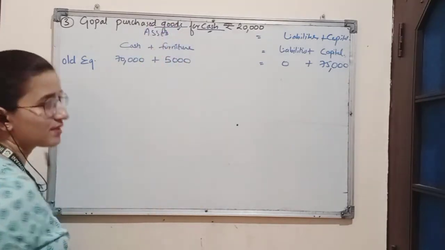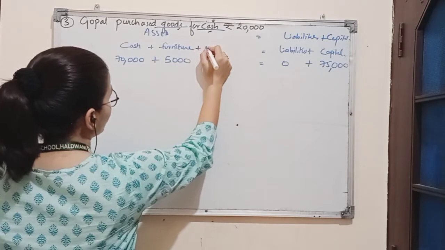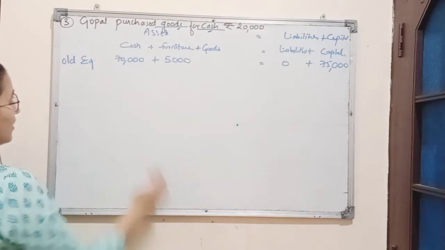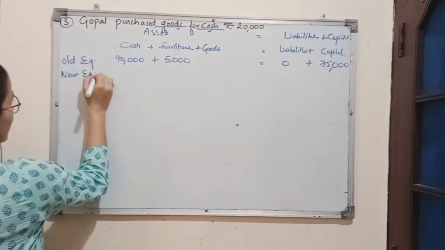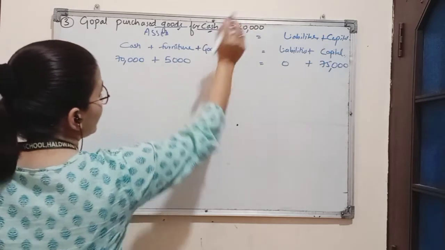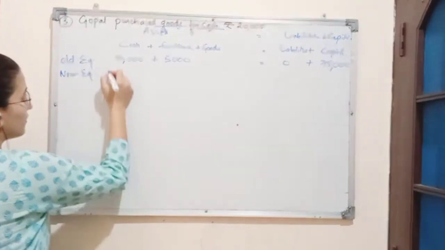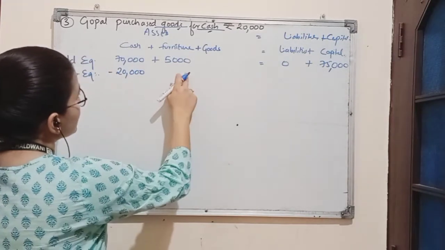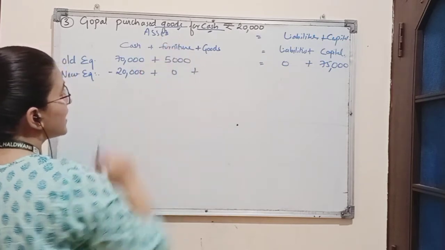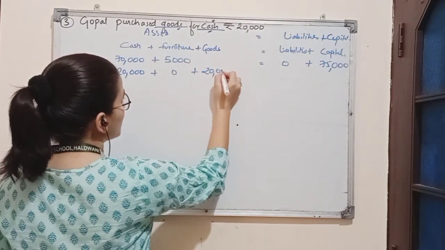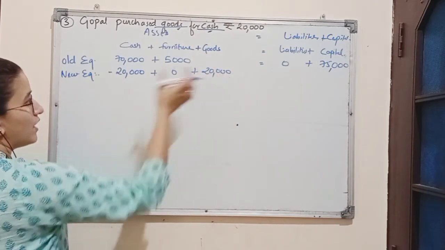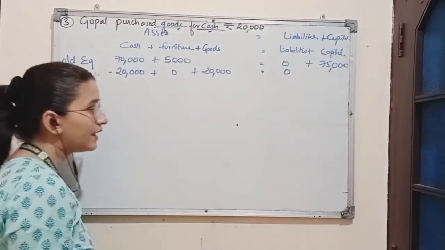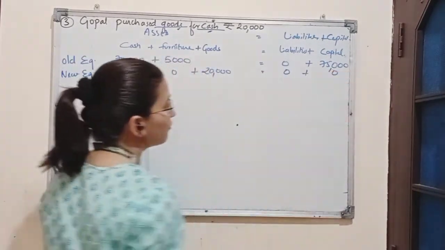So as we know, goods is considered as an asset. So we will open a column of goods on asset side. Now new equation will be: cash is being reduced with the amount 20,000. So we will reduce this amount within the cash column, and at the same time goods has been purchased for rupees 20,000. So here the value of goods is increasing with the amount 20,000. There is no amount of liability here and no amount of capital.